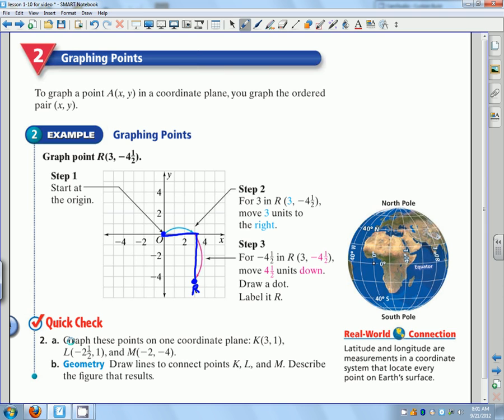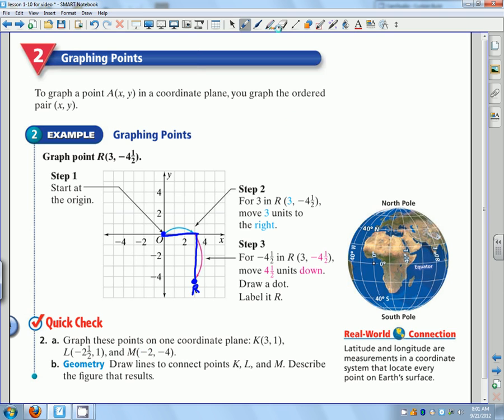So it says, graph these points on one coordinate plane, K, L, and M. Draw lines to connect points K, L, and M and describe what figure results. So do this in your notes and then we will go over it.